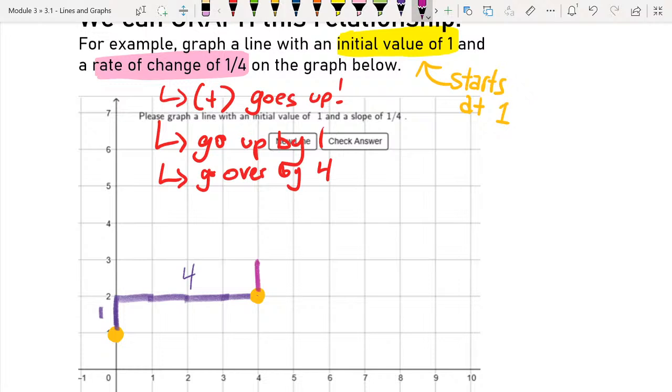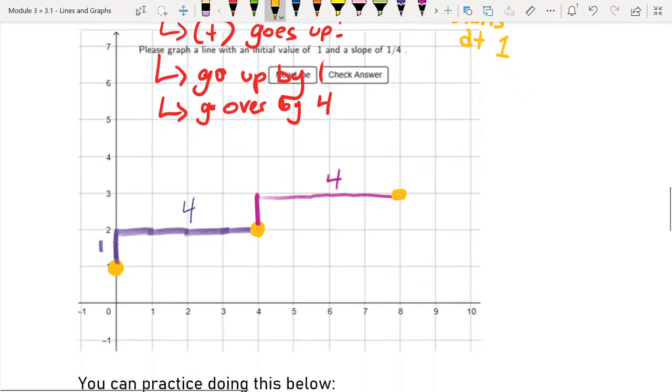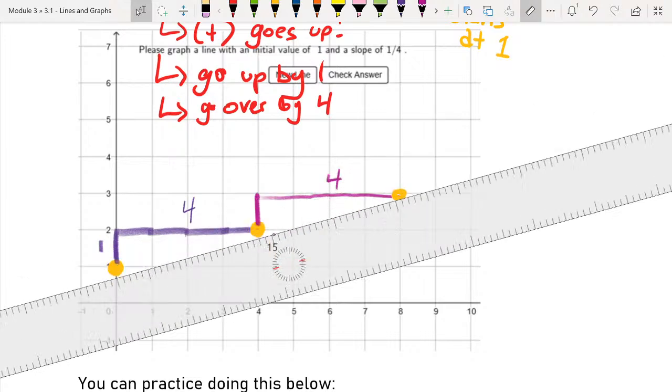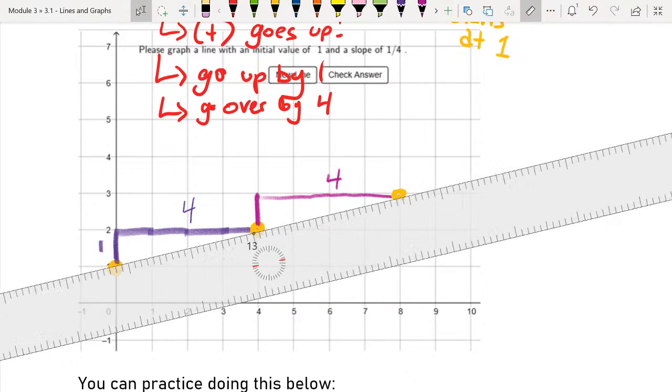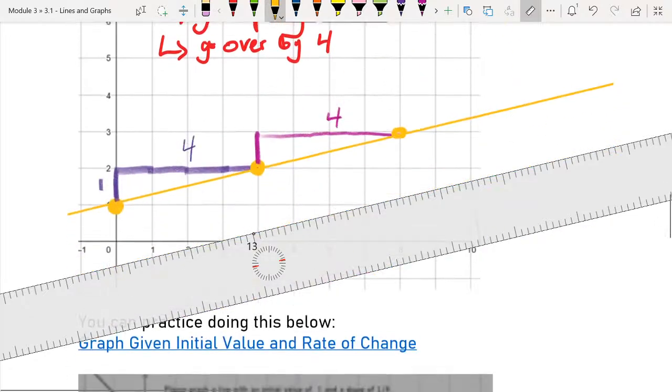And then I'm going to go up by 1, and I'm going to go over by 1, 2, 3, 4, and I get my next point. And I could keep doing that all day. But I don't have to do it all day, because now that I've got some points, what can I do with them? Bingo. I can get a ruler, I can draw a line through them, and that's it. If you can do that, you can draw a linear relationship. There it is.